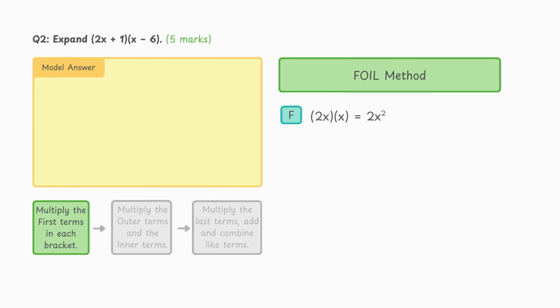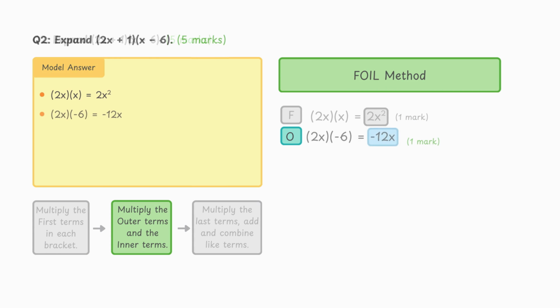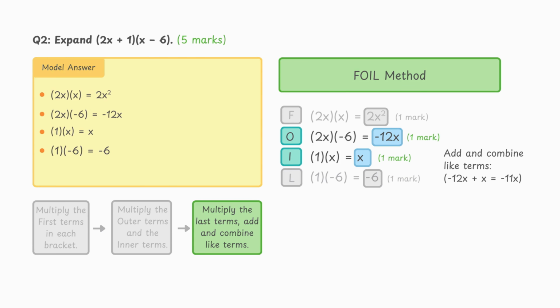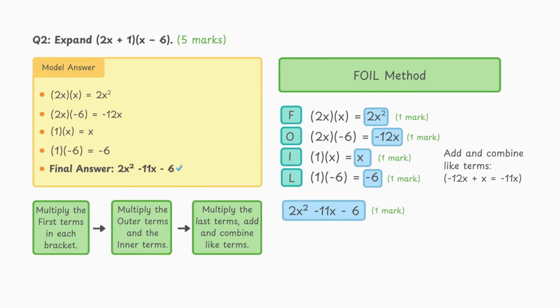First, the first terms. 2x times x equals 2x squared. Next, the outer terms. 2x times negative 6 equals negative 12x. Now the inner terms. 1 times x equals x. Next, the last terms. 1 times negative 6 equals negative 6. Now we add and combine like terms. Negative 12x plus x equals negative 11x. So the final answer is 2x squared minus 11x minus 6.